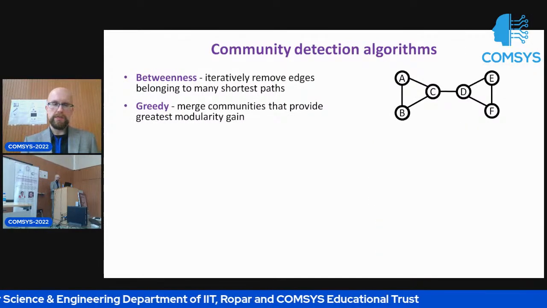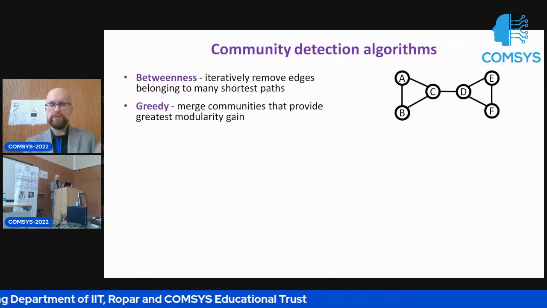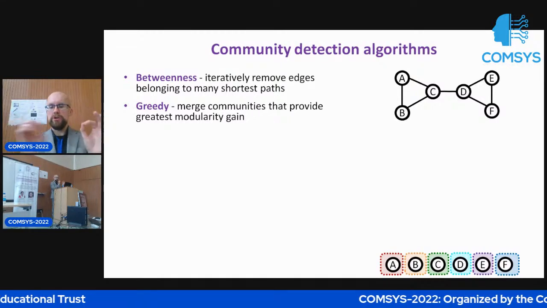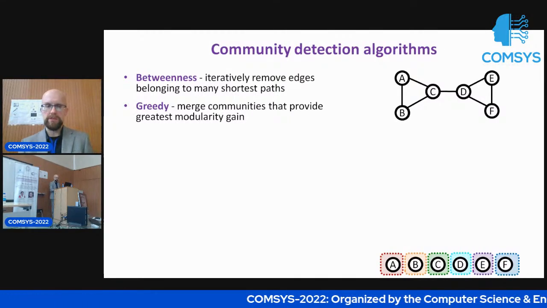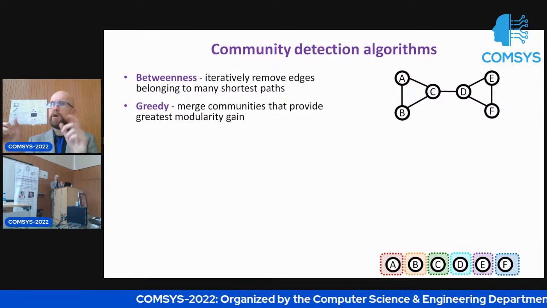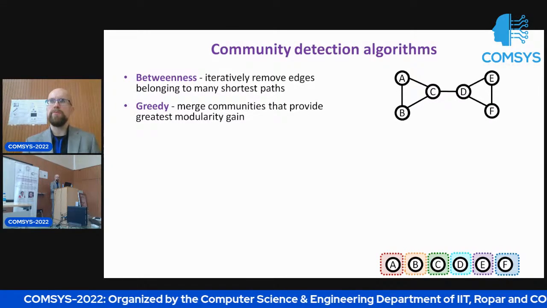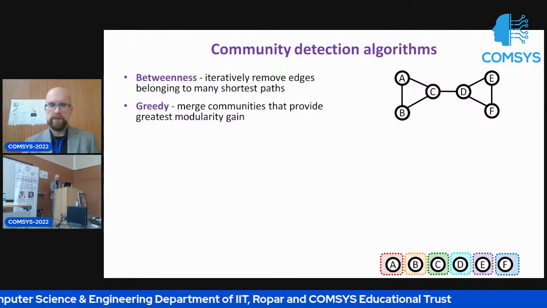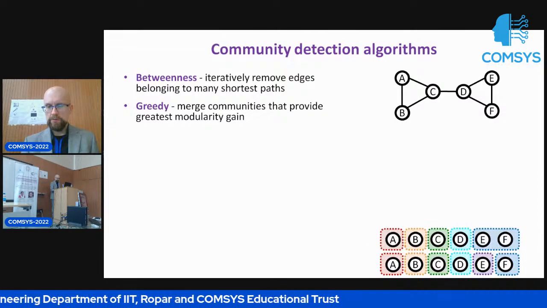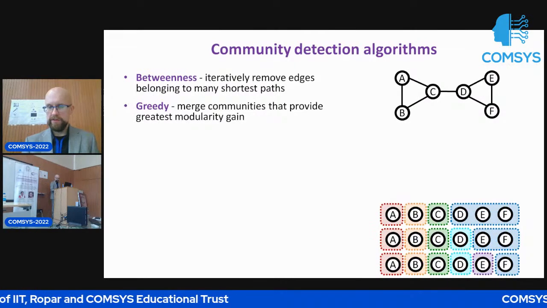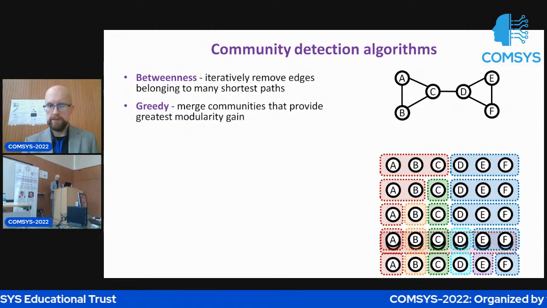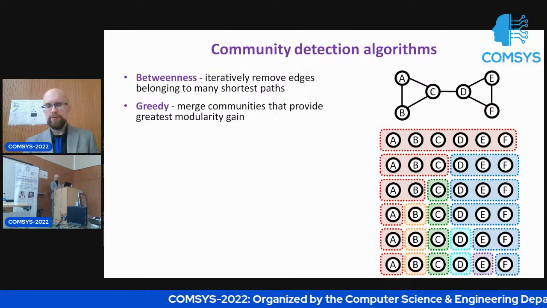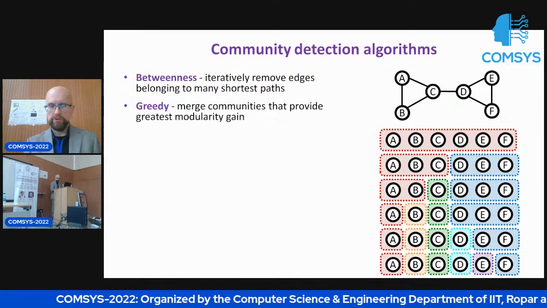The greedy algorithm is a bit interesting because it goes in the exact opposite direction. At the beginning, we have a community structure with each node in its own very small separate community. Then we consider merging different communities, and we pick the merge that gives the greatest gain in modularity. So it's a greedy algorithm. First we select two to connect, then another two to connect. So it works in exactly the opposite way to betweenness. And again, we select the one with good modularity.